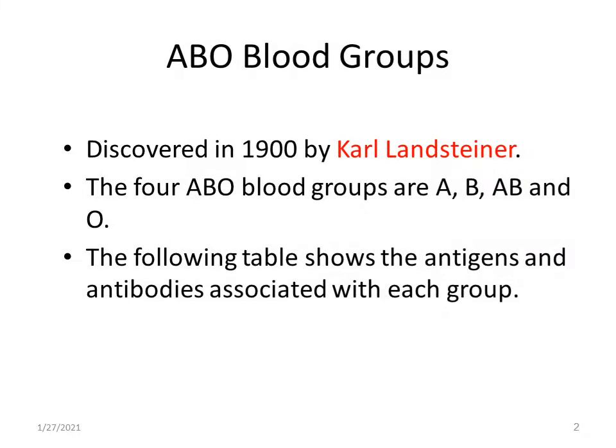Blood groups. Blood groups were discovered in 1900 by Karl Landsteiner, and he discovered there are four types of blood group: A, B, AB, and O.